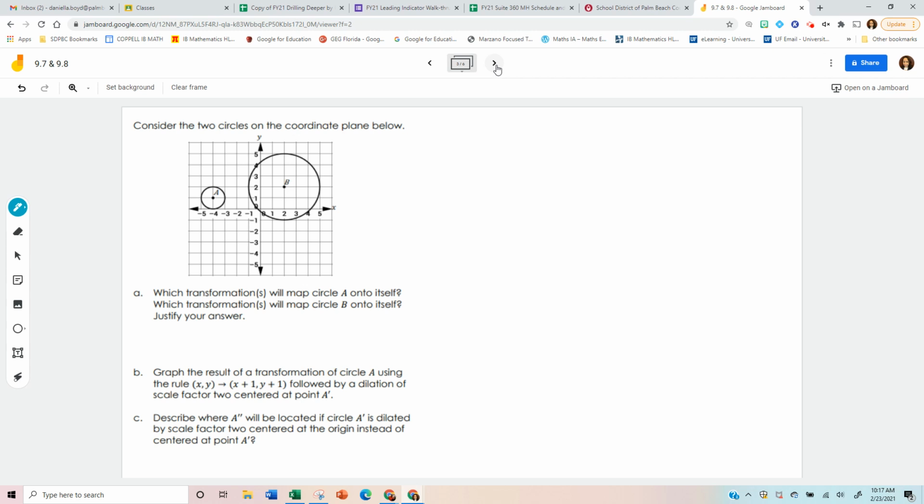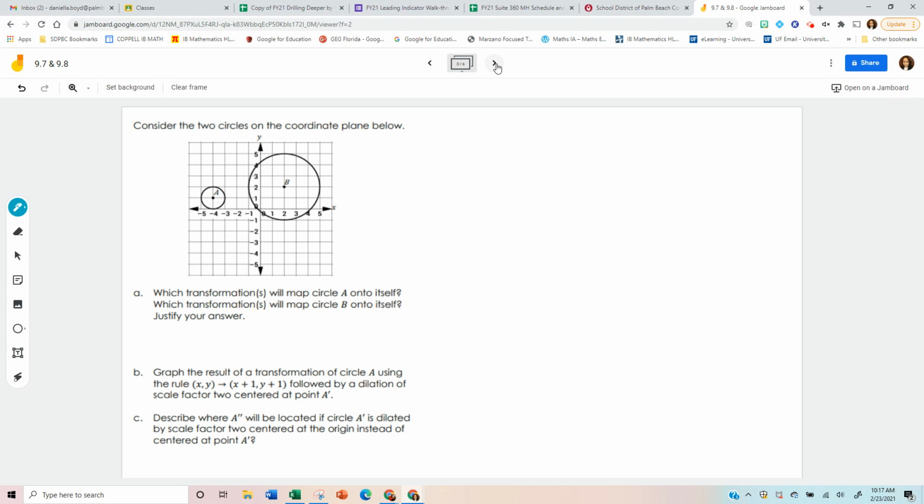So let's take a look at this a little bit further, and then we're going to take a quick pause so that this video isn't too long. So consider the two circles in the plane below. What transformations will map A onto itself, and which transformations will map B onto itself? So we are going to take a look at A onto A and B onto B.